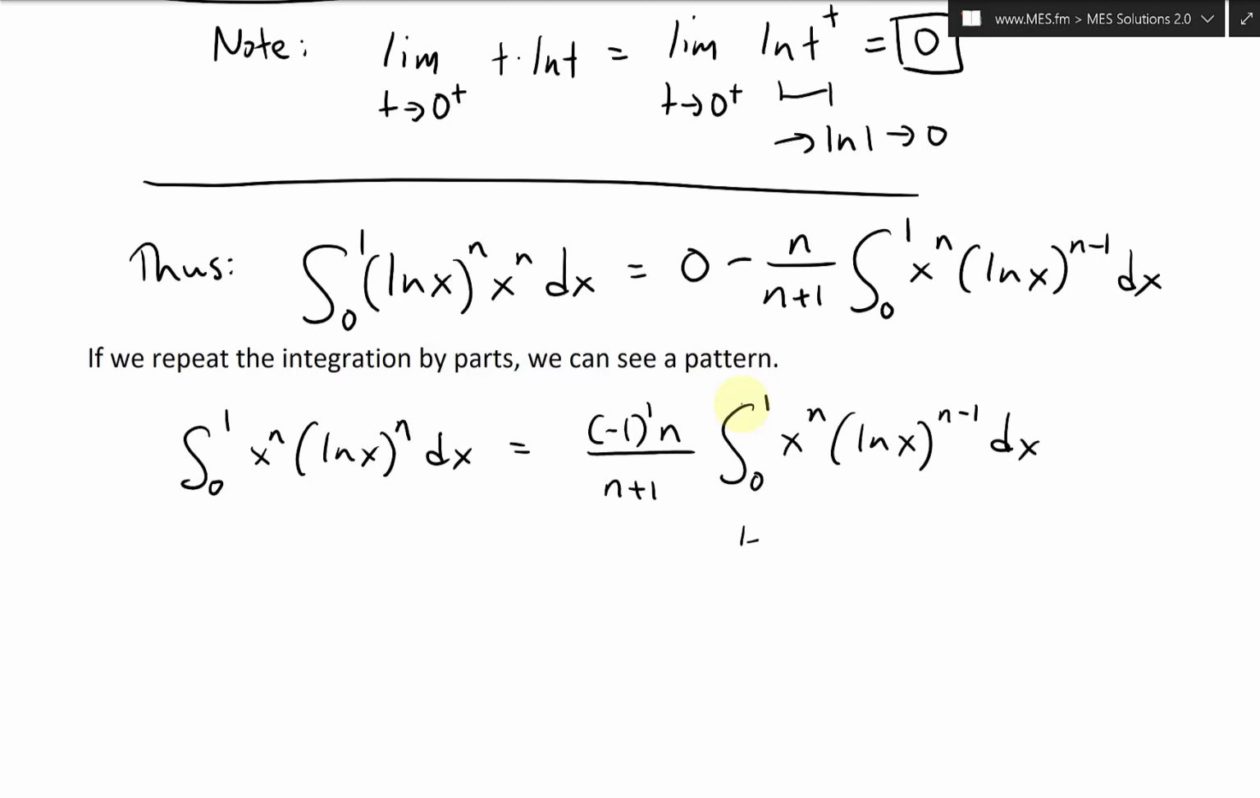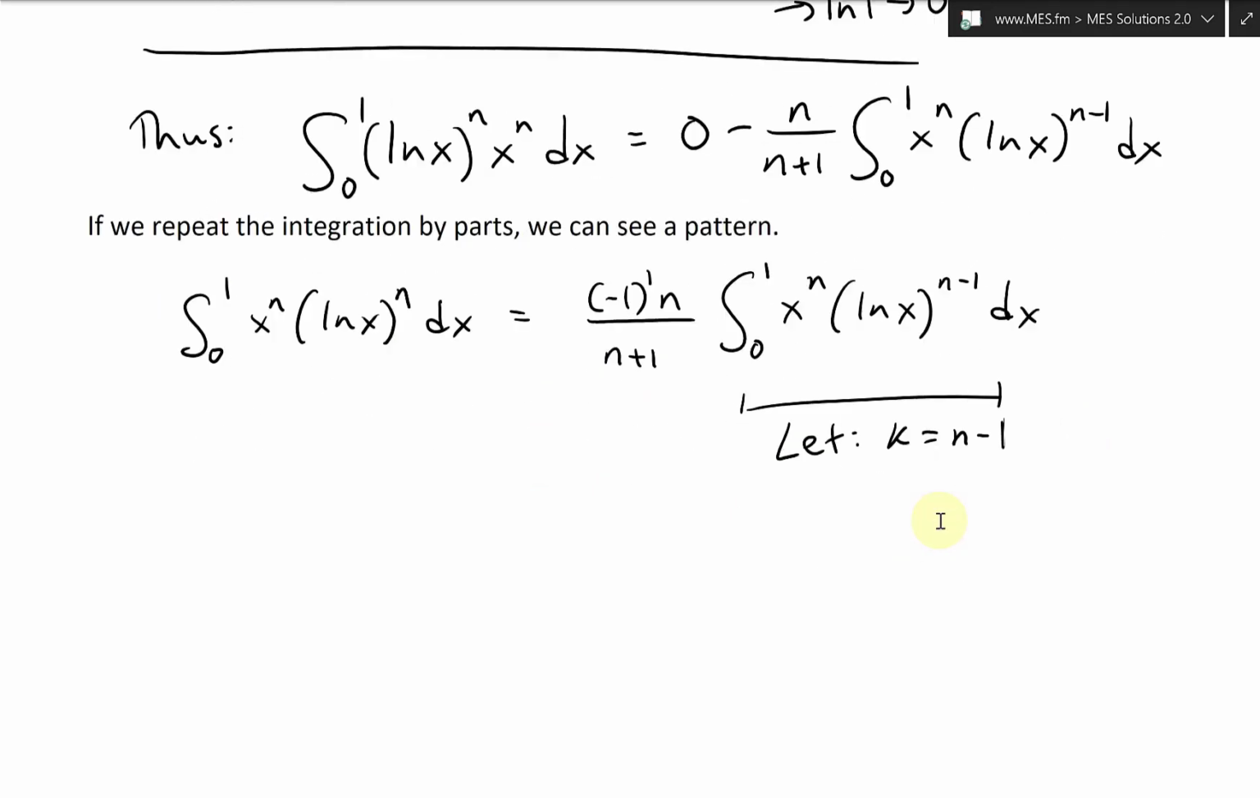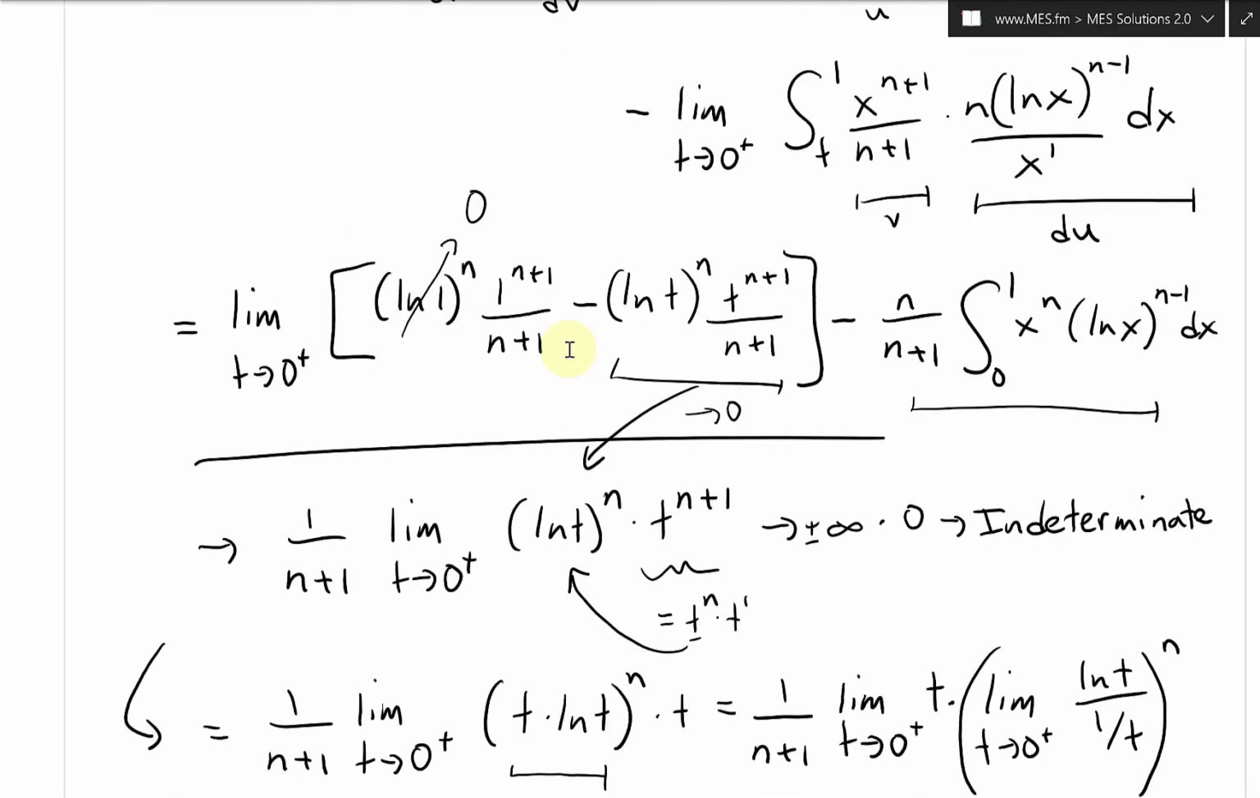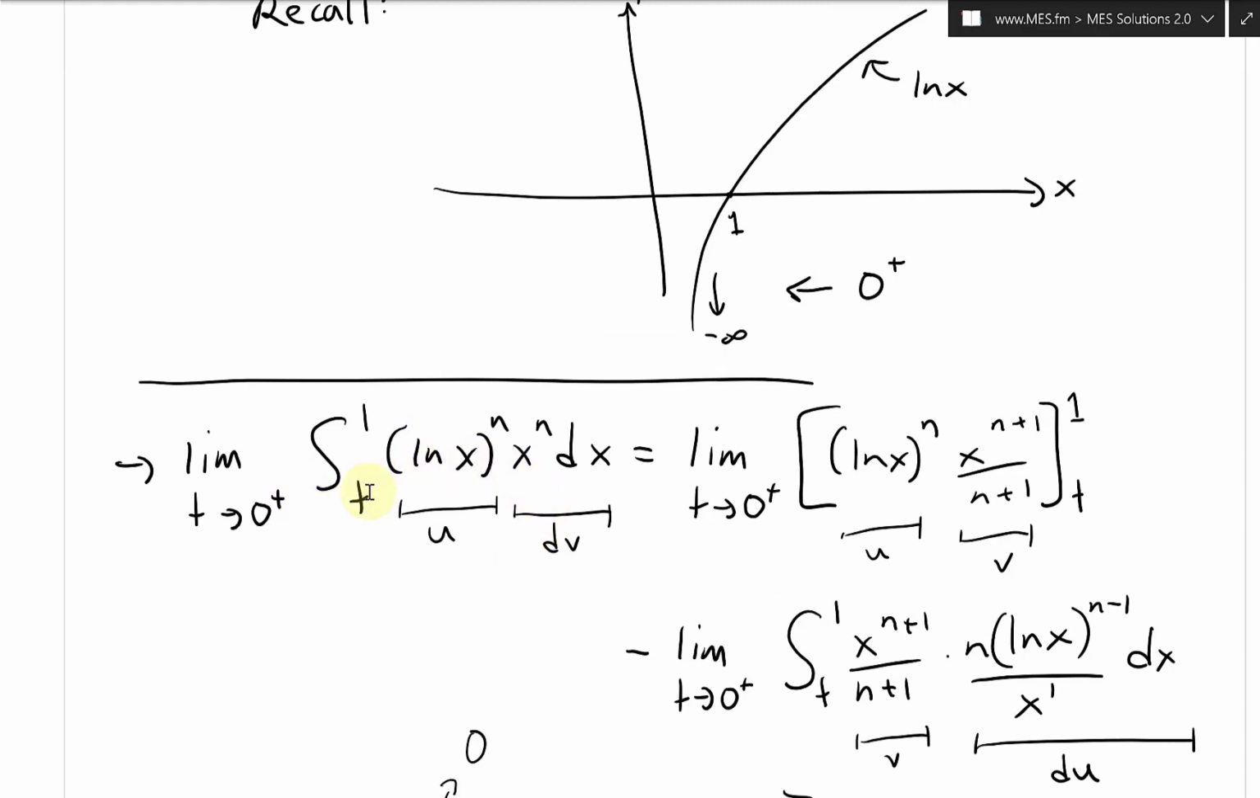So now what we'll do is let k equal n minus 1 here. So if we let that equal n minus 1, then we could just repeat the by parts again. We'll get the integral from 0 to 1 of x^n, so this part right here, (ln x)^k dx. And now we could do by parts again, pretty much the exact same setup we did over here. So we did this, we used by parts, the limit as t approaches 0 from the right side.